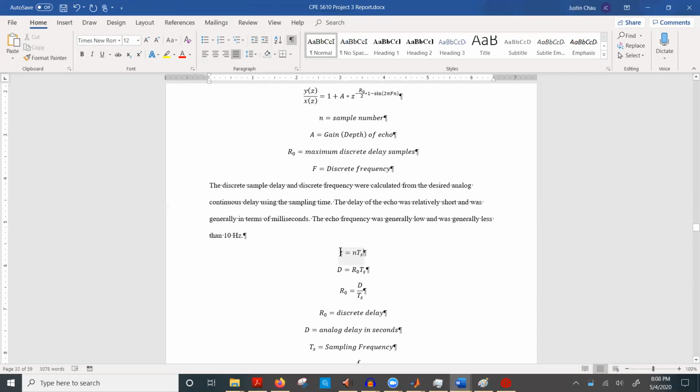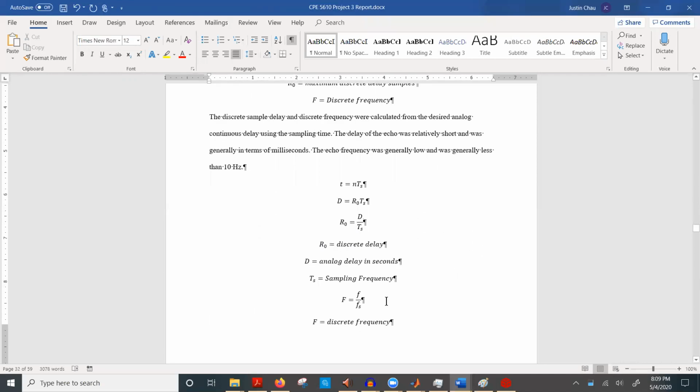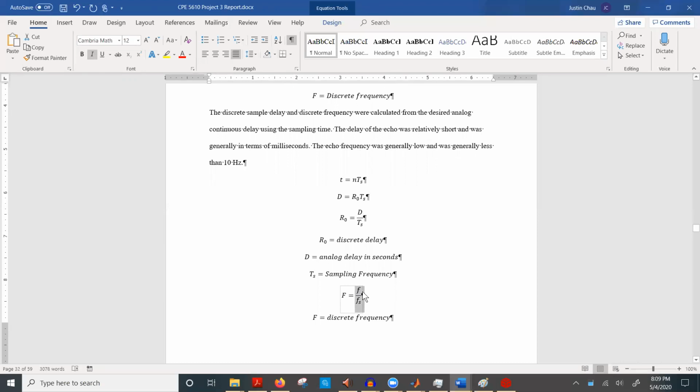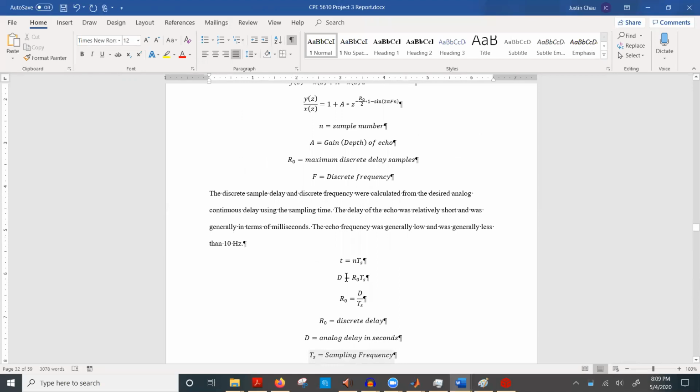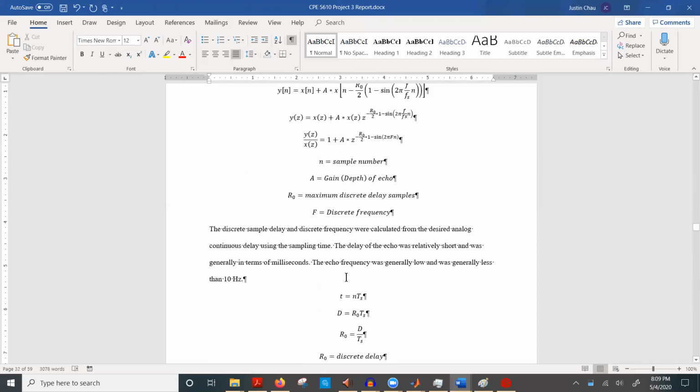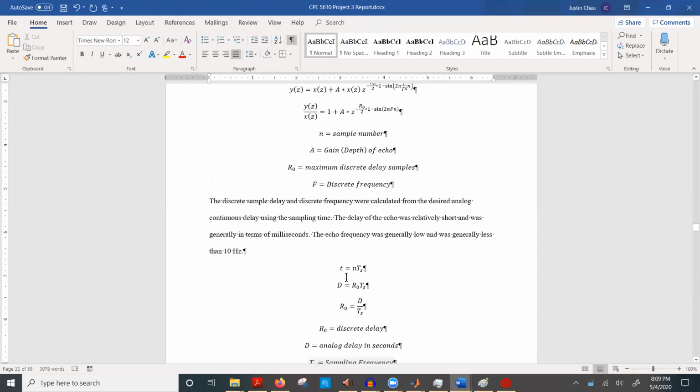The analog time delay is converted into the discrete time delay by taking the analog delay divided by Ts. And as I mentioned earlier, you can take the analog frequency of the flanger effect divided by Fs to get the discrete frequency. This is important because we operate in the discrete domain, but our parameters are given in the analog domain. So depending on the sampling frequency, these values can change.